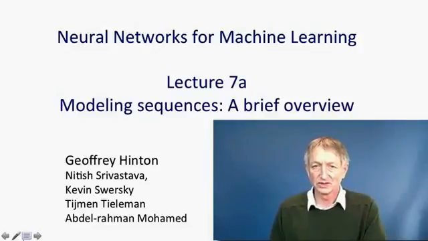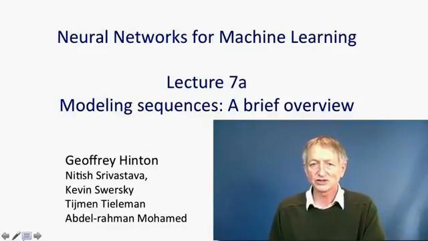In this video, I'm going to give an overview of various types of models that have been used for sequences. I'll start with the simplest kinds of models, which are autoregressive models, that just try and predict the next term in a sequence from some previous terms. I'll talk about more elaborate variants of them using hidden units. And then I'll talk about more interesting kinds of models that have hidden state and hidden dynamics. These include linear dynamical systems and hidden Markov models.